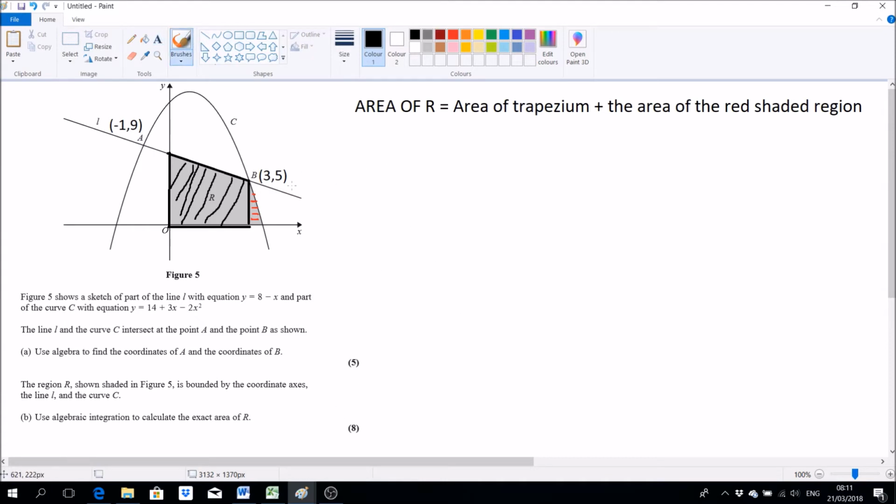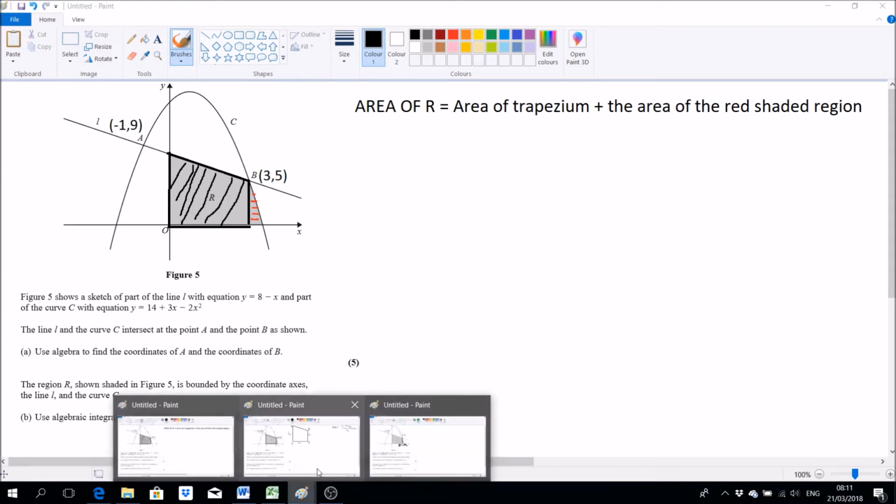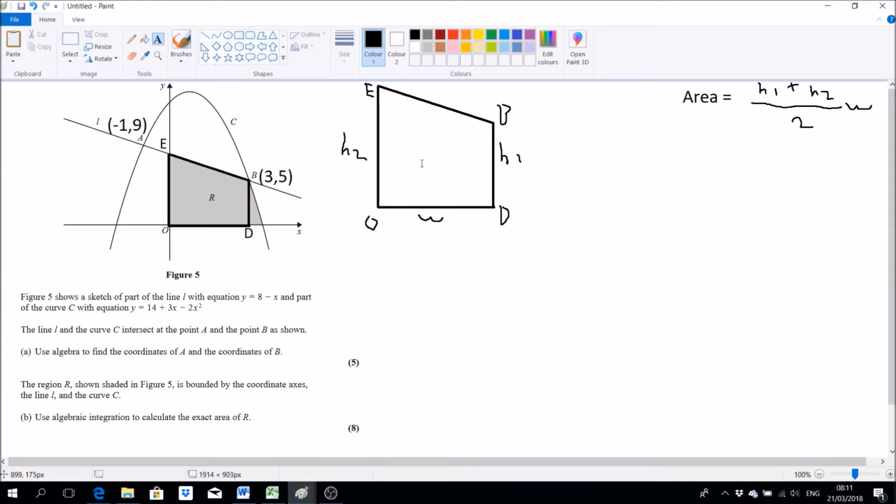So let's calculate the area of the trapezium first. The area of the trapezium is given by h1 plus h2, divided by 2, multiplied by the width. And BD, which I labeled this point D, this point right here. This point is D, and this point is E, just to make it more clear.